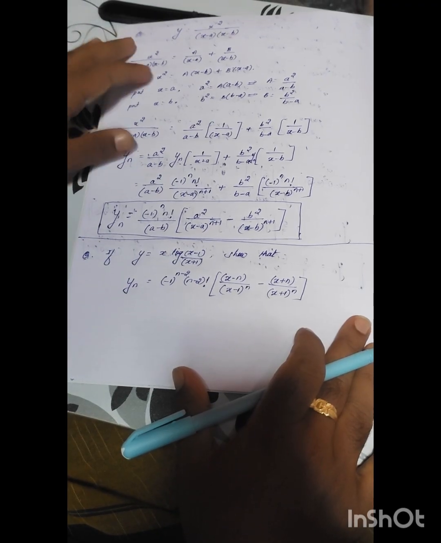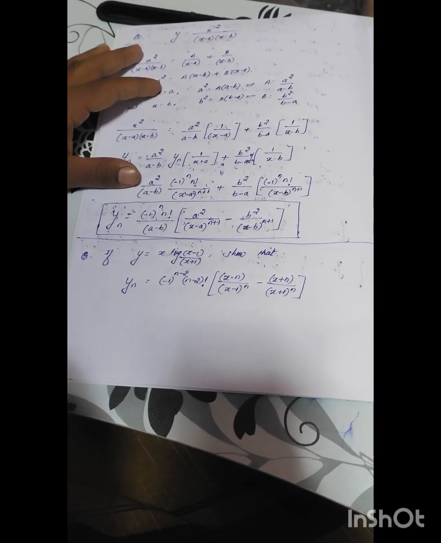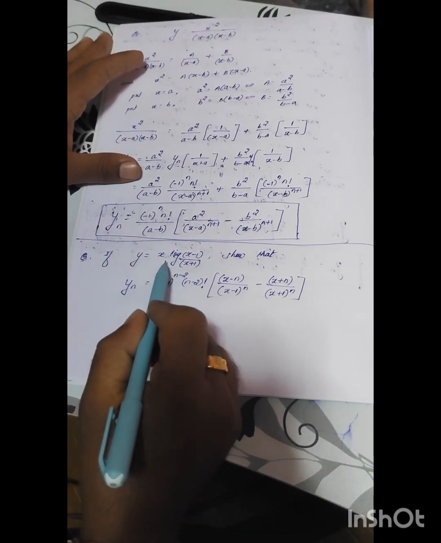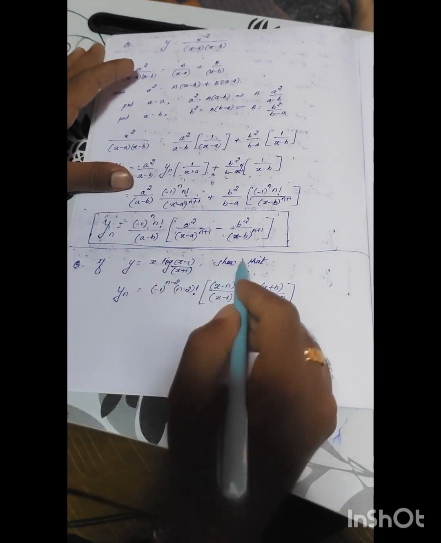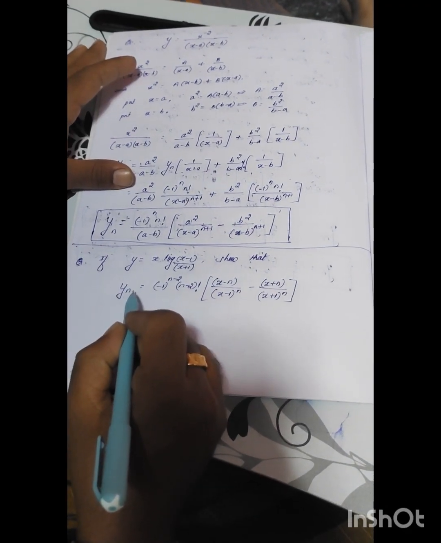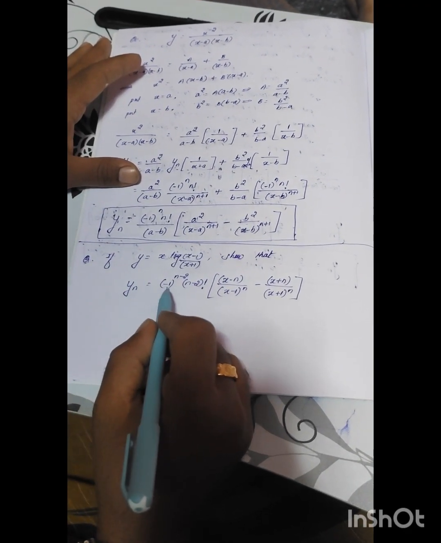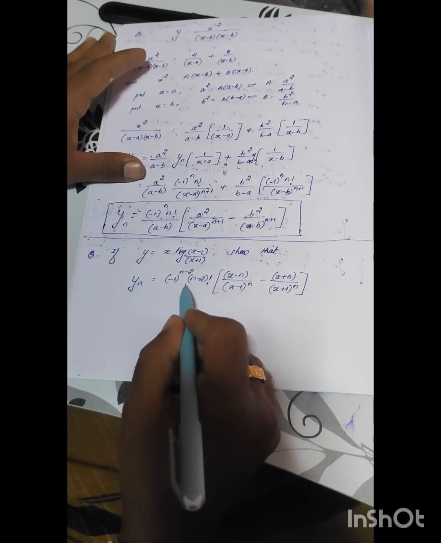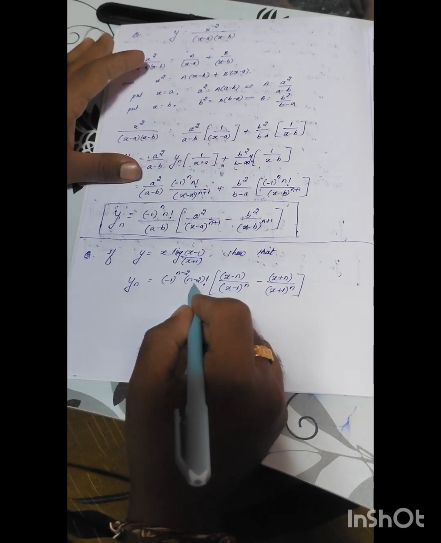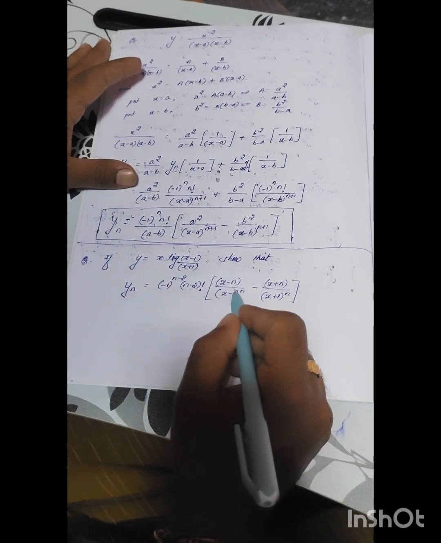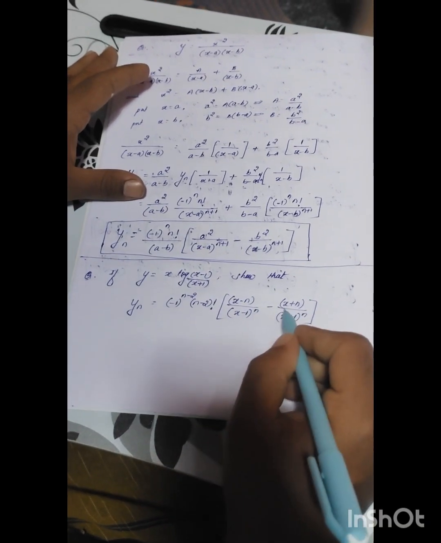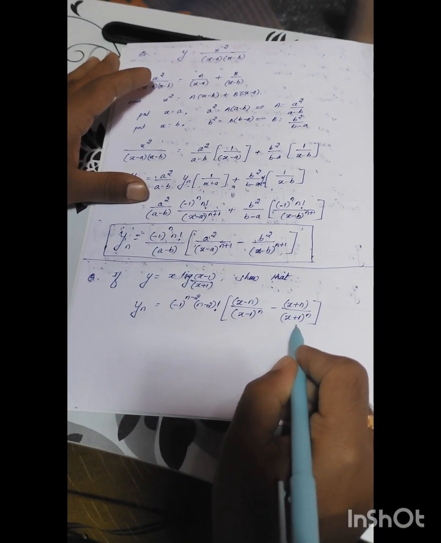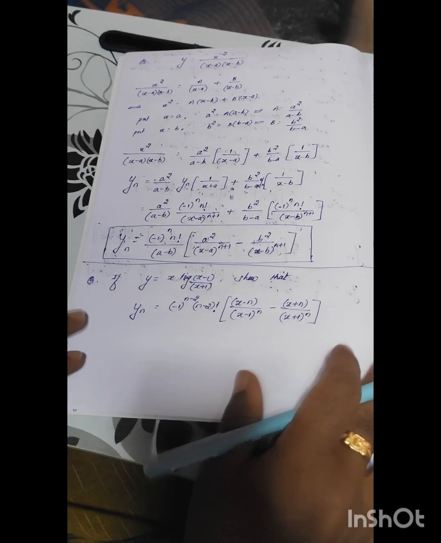Okay, so let's move on to the next question. The next question is: if y is equal to x log of x minus 1 divided by x plus 1, we have to show that the nth derivative of this given function y will be equal to minus 1 raised to n minus 2 into n minus 2 factorial, divided by x minus 1 raised to n minus x plus 1 divided by x plus 1 raised to n. This is what we need to show.